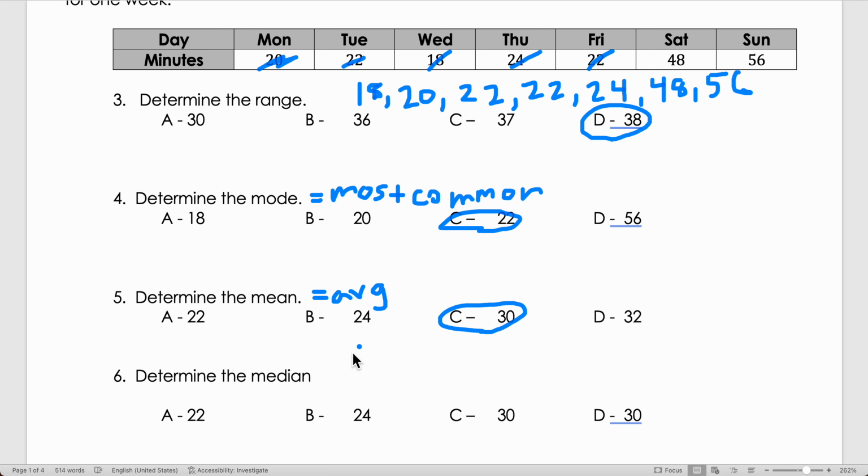And the last one is a little bit tricky. It's called the median. Here's how we do this. We have all these numbers listed in order.